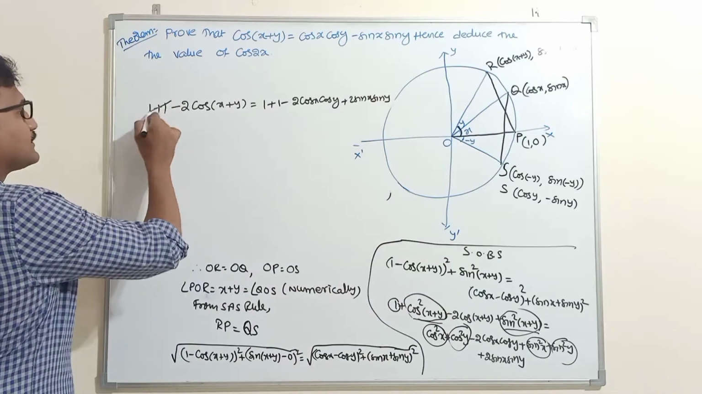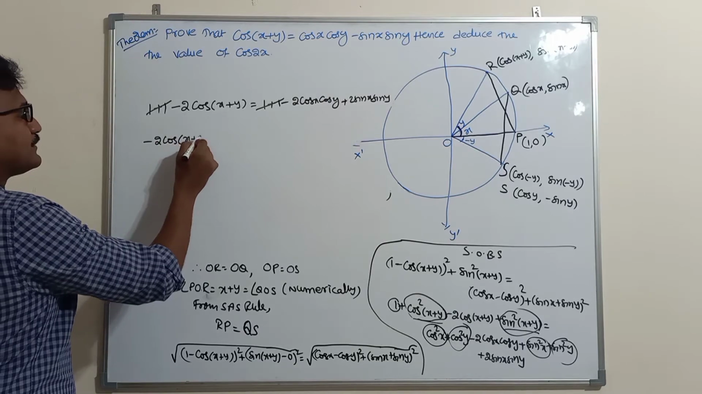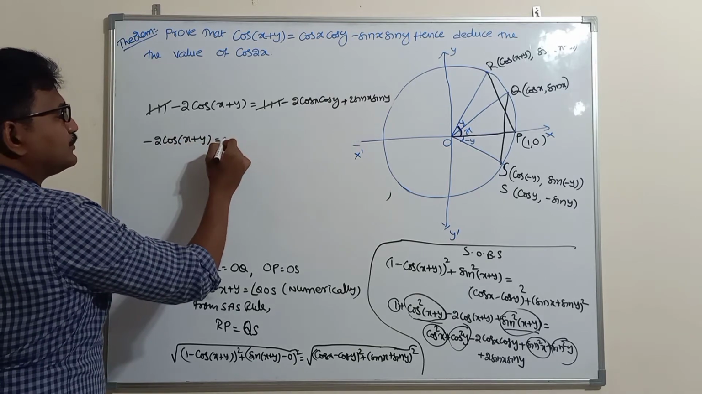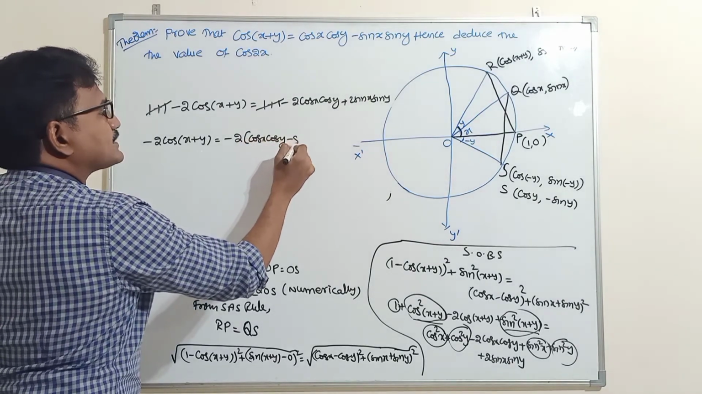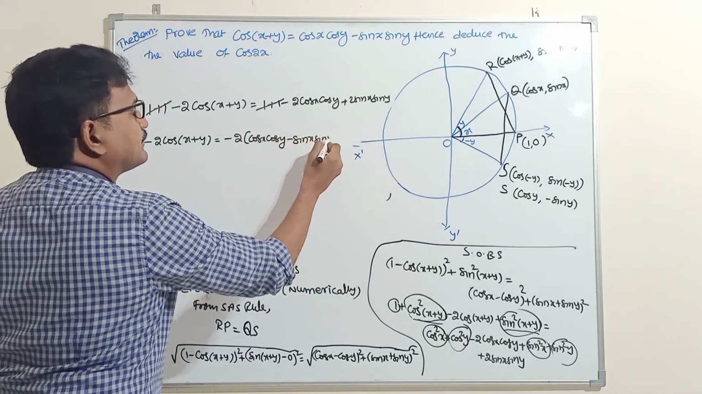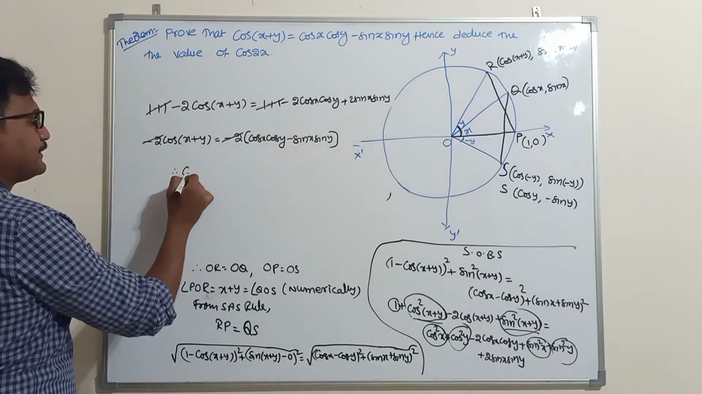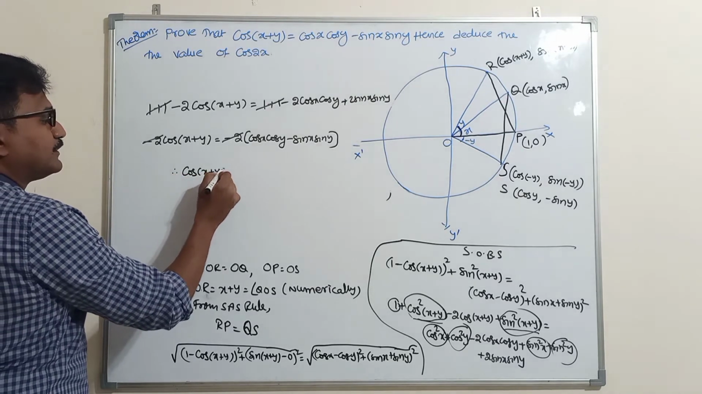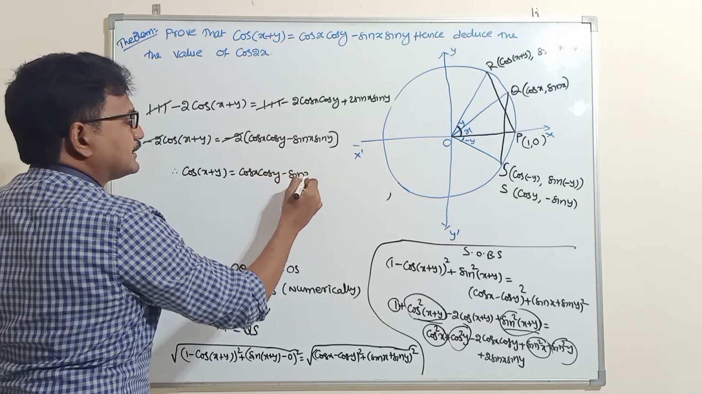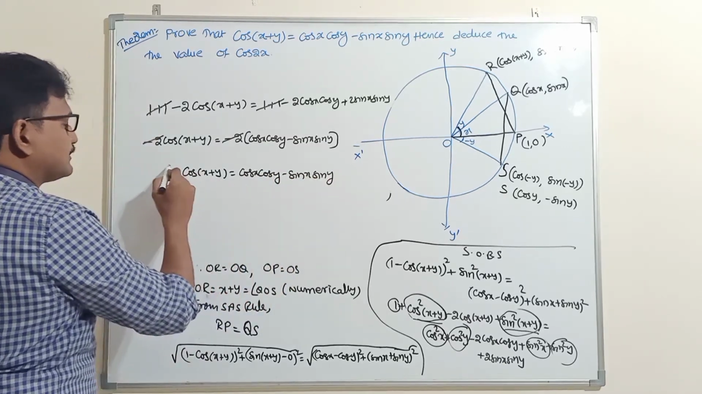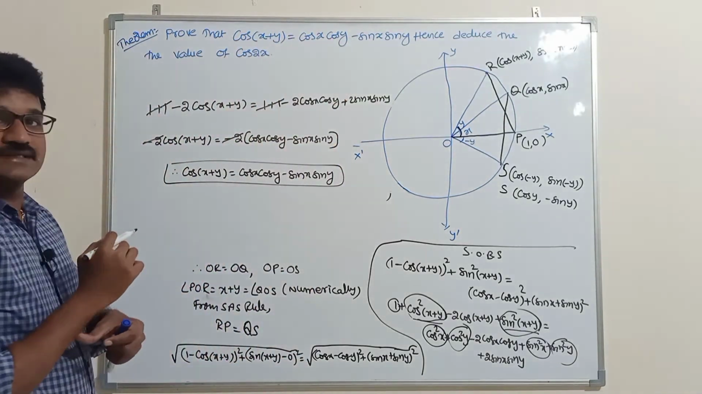Next, 1 plus 1 gets cancelled. Minus 2 into cos of (x plus y) is equal to minus 2, if you take common, cos x cos y minus sin x sin y. So minus 2 gets cancelled again. Therefore cos of (x plus y) is equal to cos x cos y minus sin x sin y. Hence proved.